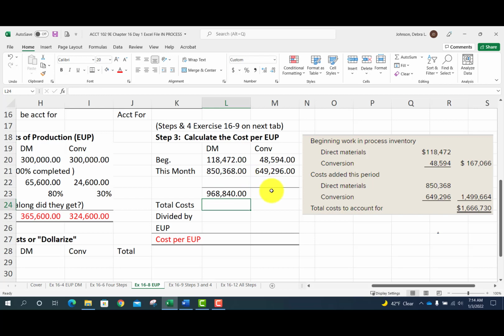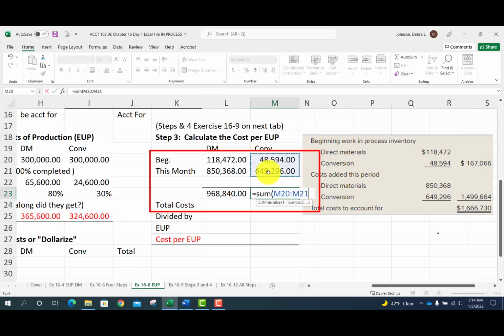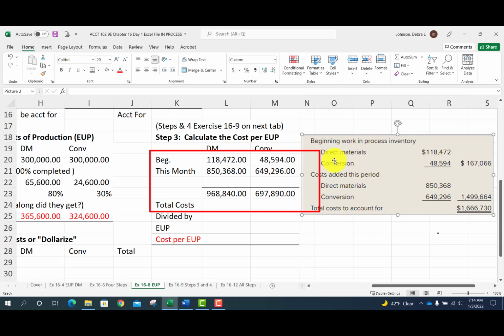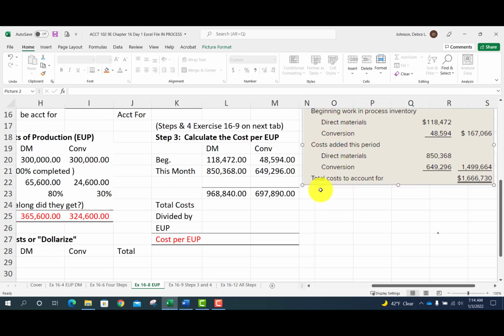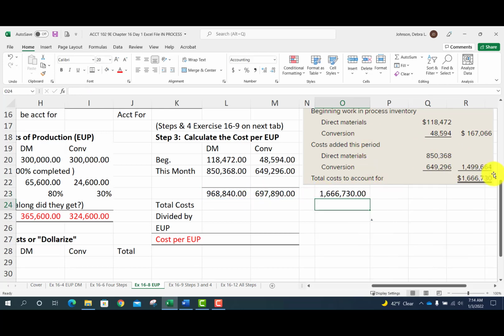Here is the total costs in that we need to account for to prevent any transposition errors from happening. You may want to add these across. Let me see if I can move this out of the way to get that number in, just to double check ourselves. When I add these 2 across, we do come up with the same number the author had.